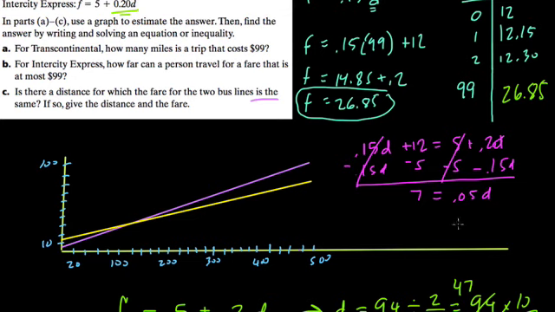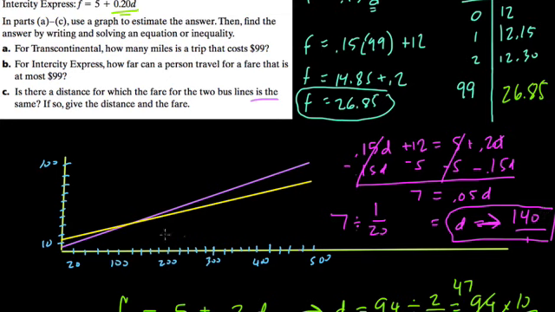And then d equals what? Well, it equals 7 divided by 0.05, and 0.05 is just 5 out of 100, or we can reduce that to 1 over 20. You multiply by the reciprocal, and then d, if we work that out, d equals 7 times 20 over 1, so it's 140 over 1. Not bad. So 140 miles.